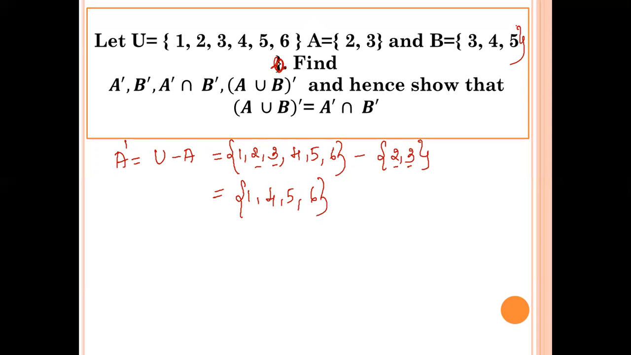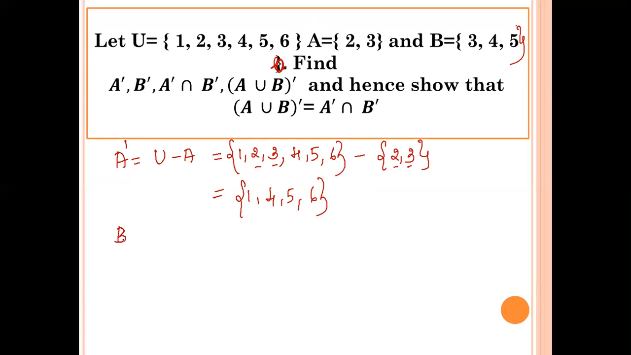Because 2 and 3 are common in U and A, and you are finding the difference, you cannot write the common elements. Except the common elements, whatever elements are present in the first set, you have to write. 2 and 3 are common, leaving those, you write the elements in the first set. So it is 1, 4, 5, 6. So this is A dash.